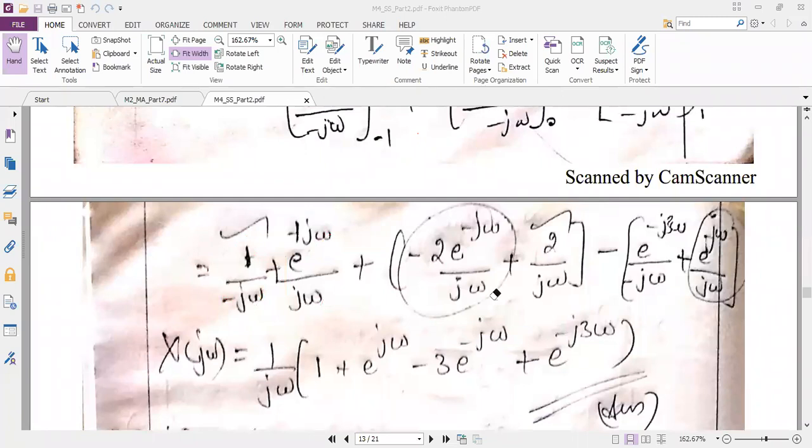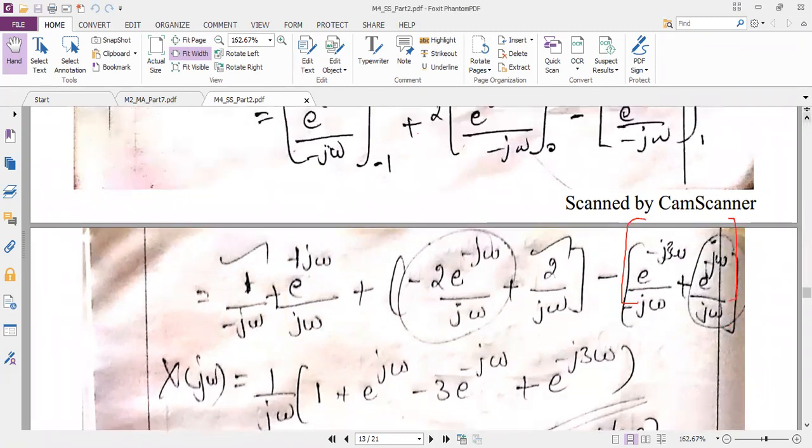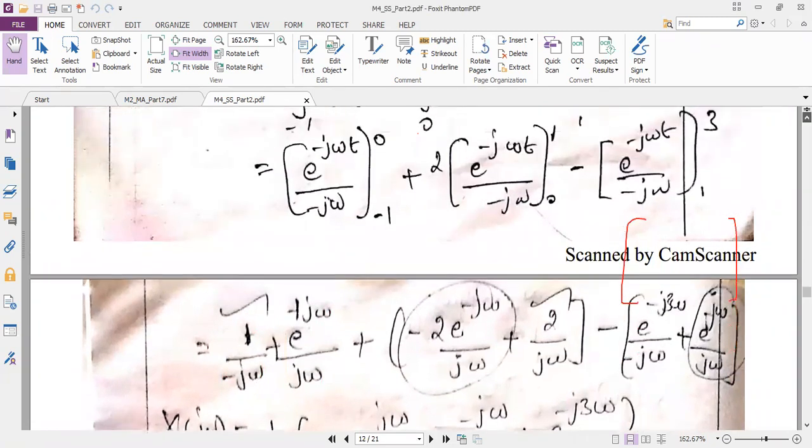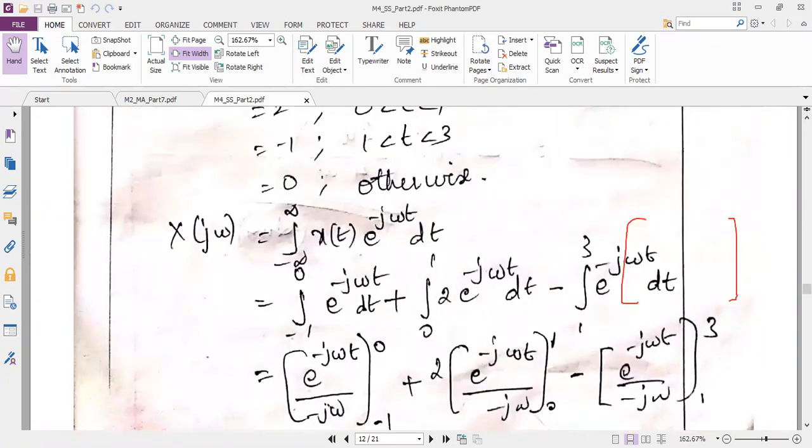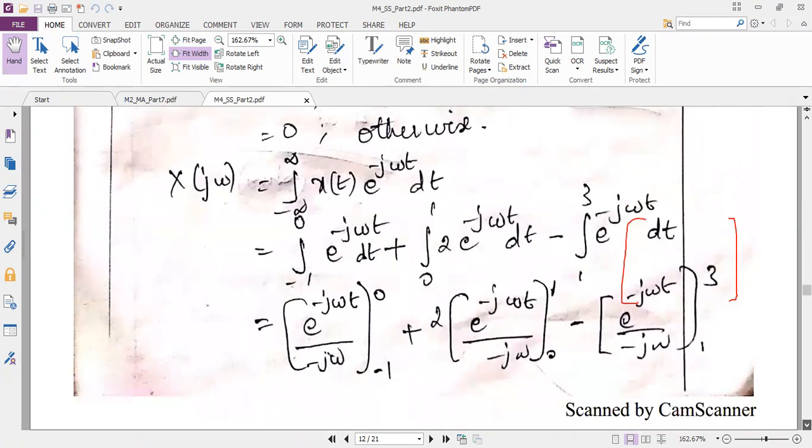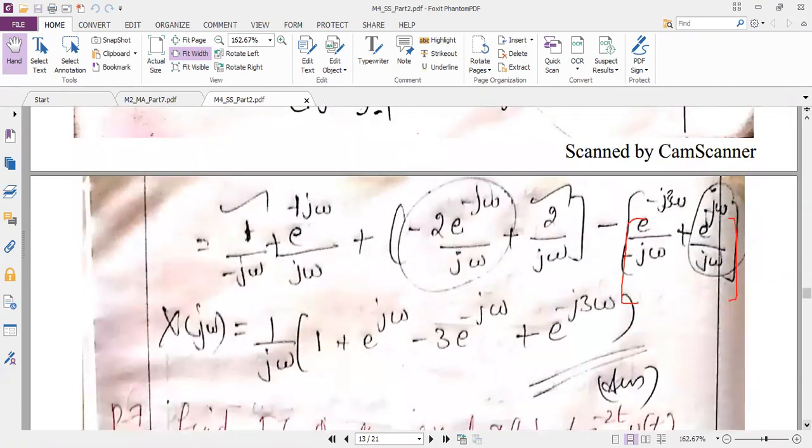Yes, ma'am. Okay, fine. Similarly, you just complete the third term. The third term, I have just substituted the upper limit, lower limit, and I have kept the answer within the bracket. And I think minus I have taken common. There is a minus sign in the formula itself because the amplitude is -1.